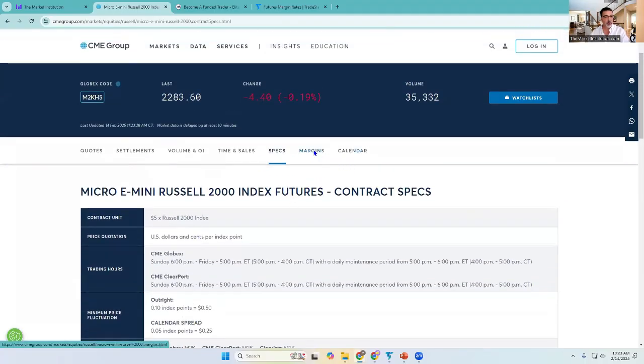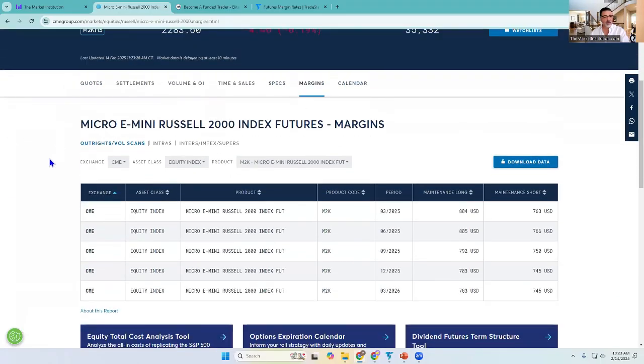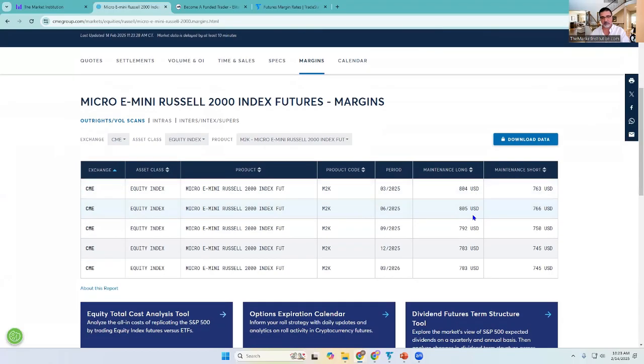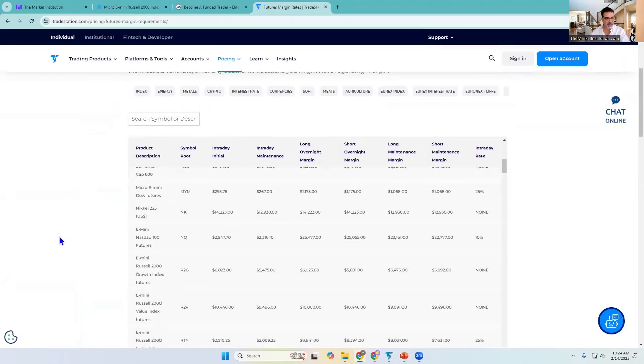Then you can look at the margins. The margins off the CME Group are the amount of collateral that the exchange requires. Maintenance margin is what must be maintained in the account the whole time the position is open. $804 per contract. But there are other brokers that have intraday margin requirements. So we take the same micro Russell, using TradeStation as that example.